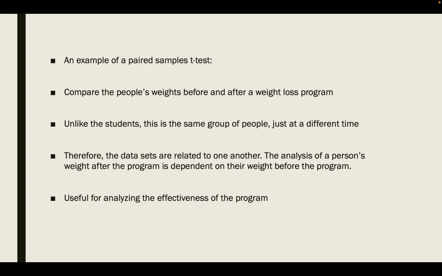Like, let's say they started at 200 pounds and they lost 20 pounds, and the result after is 180. You can say that the program was effective in letting them lose 20 pounds, but if you only know one of the data sets at a time, you don't know where they started or where they ended, so it's useless data. You need to look at these together.